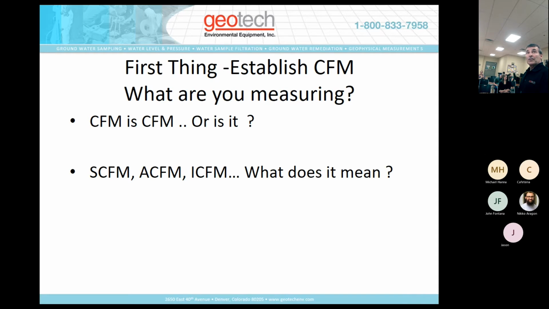First thing you need to establish is CFM. What are you measuring? There are different synonyms for CFM: SCFM, ACFM, and ICFM. What does that mean?